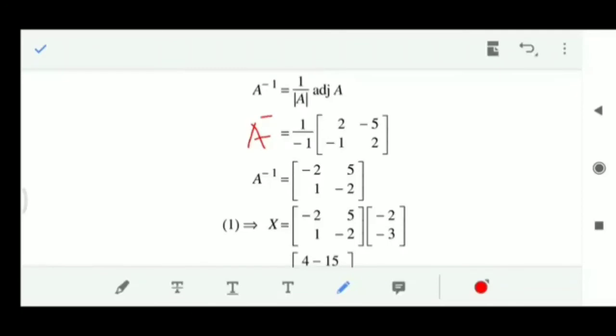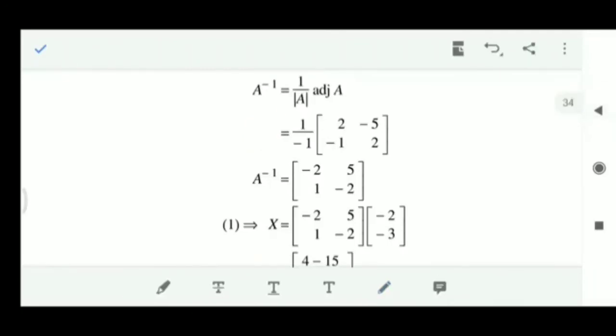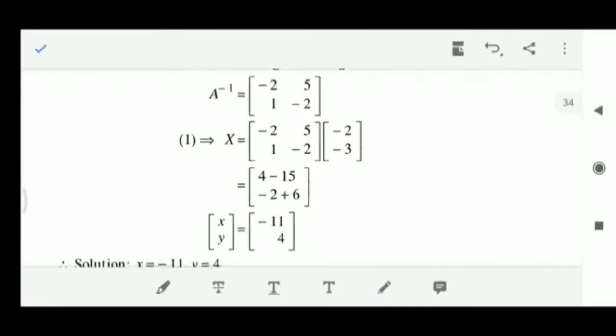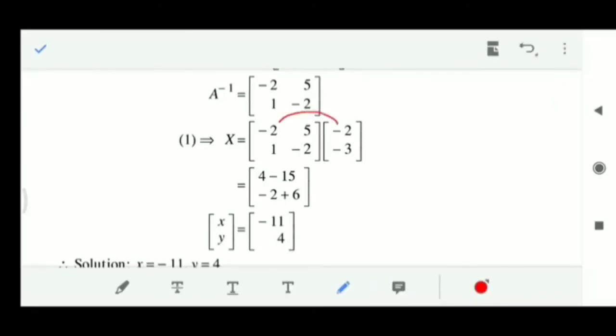To find the value of X, we have to multiply the A inverse with the B matrix. So the A inverse is minus 2, 5, 1 and minus 2. The B matrix is minus 2 and minus 3. If you multiply this, you will get the values of x and y. So now we are going to do ordinary multiplication. Here minus 2 into minus 2 gives plus 4 and 5 into minus 3 gives minus 15.